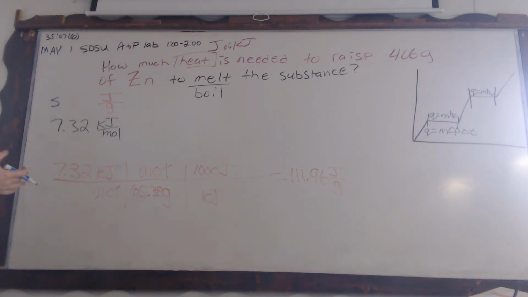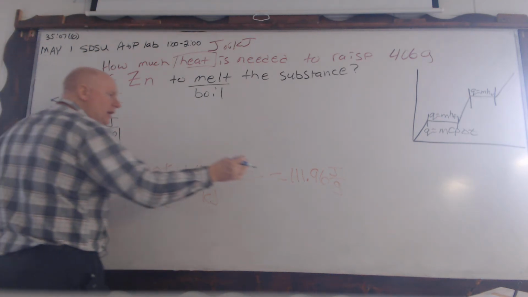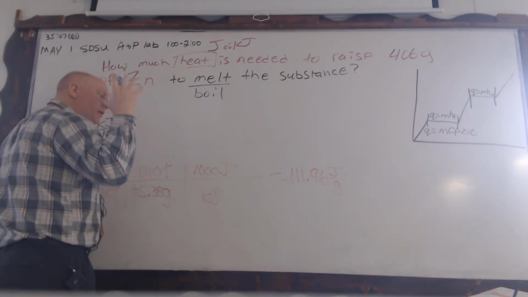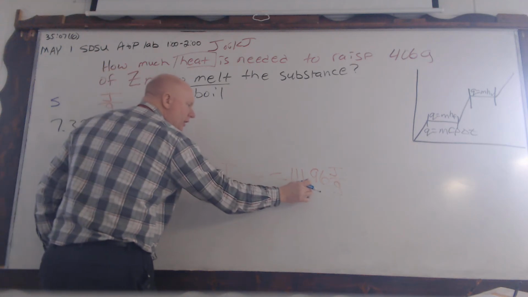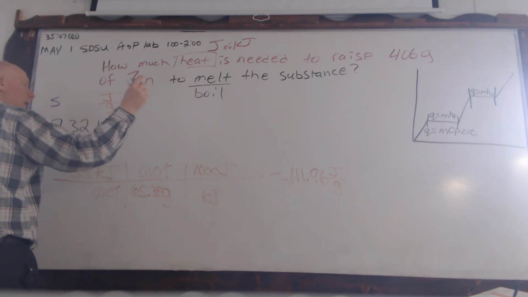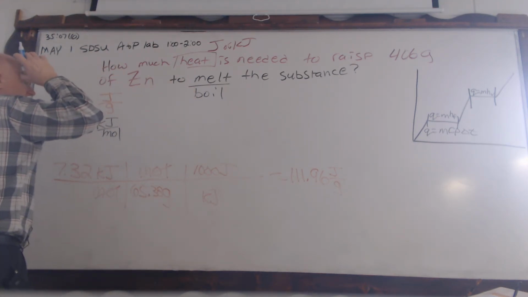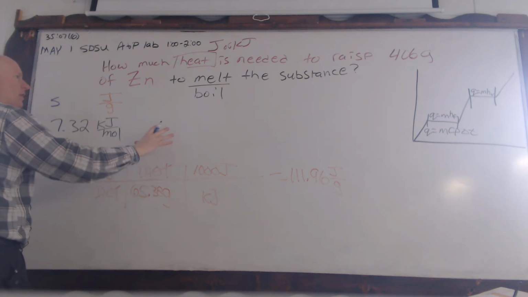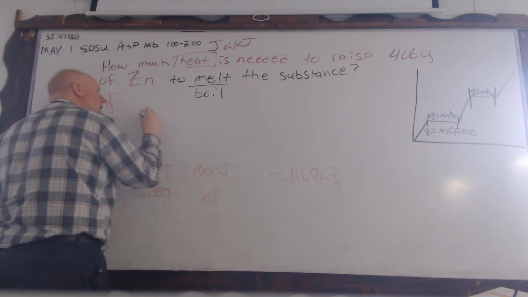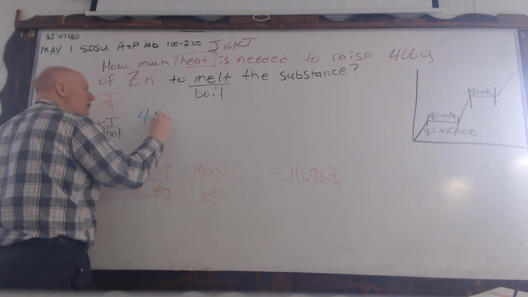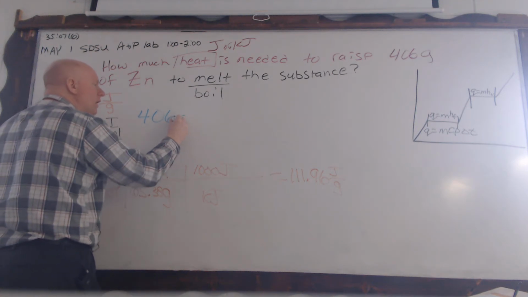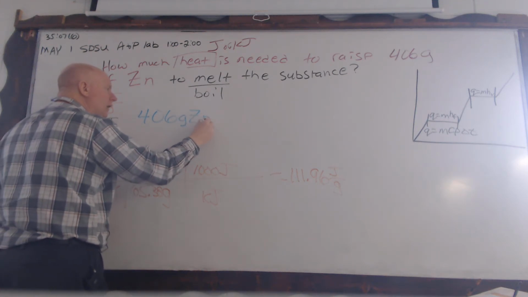So now you might ask, well, I like this variable here. I don't want to convert it to joules per gram. Well, we're going to do something very similar, and we should get an answer comparable to that. So what happens then, we're not doing any conversions here. Our mass is still the same, 406 grams of zinc.